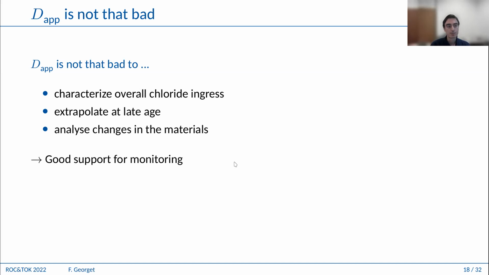And as a conclusion for this part, I would like to say that this apparent diffusion coefficient is not that bad because it characterizes the overall chloride ingress, and it can be used as a tool to extrapolate at late age, and more especially trying to analyze changes in the materials between what you thought was at the beginning and later when you do the extrapolation. So this equivalent diffusivity may not be a very predictive tool, but it's a very useful tool and a good support for monitoring of structures, as it allows you to detect deviation compared to the expected behavior.